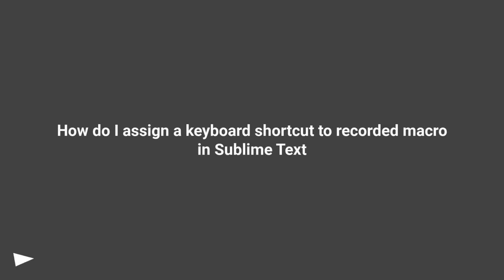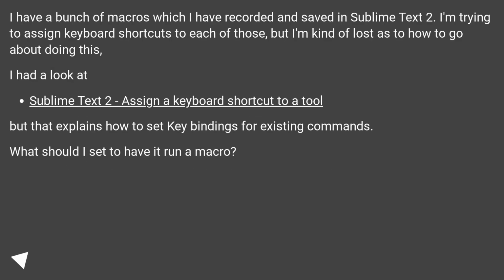How do I assign a keyboard shortcut to a recorded macro in Sublime Text? I have a bunch of macros which I have recorded and saved in Sublime Text. I'm trying to assign keyboard shortcuts to each of those, but I'm kind of lost as to how to go about doing this. I had a look at "Sublime Text 2: assign a keyboard shortcut to a tool".